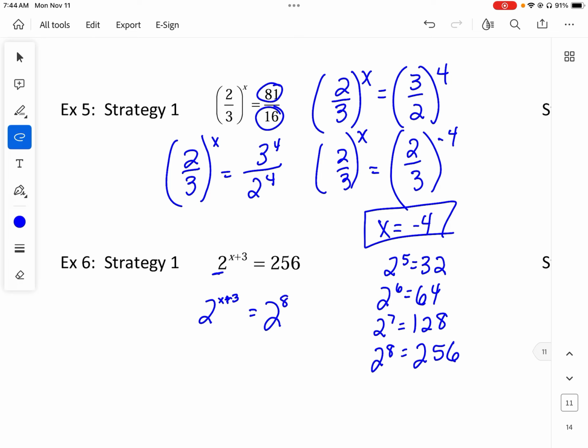So same bases, I can set them equal. So x plus 3 equals 8. So subtract 3 on both sides, x equals 5.